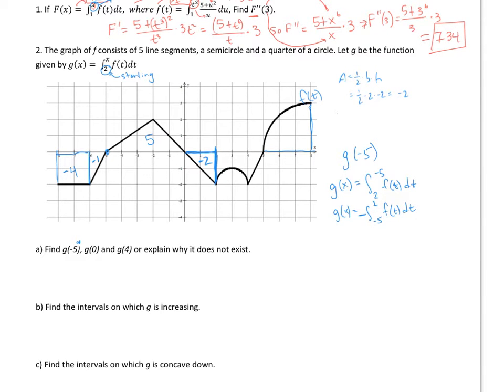So the area of a circle is going to be pi times the radius squared, but since this is a quarter circle, we need 1/4 of that. Well, this radius is 1, 2, 3. So 1/4 times pi times 3 squared, which gives me 9/4 pi. So this area is 9/4 pi.